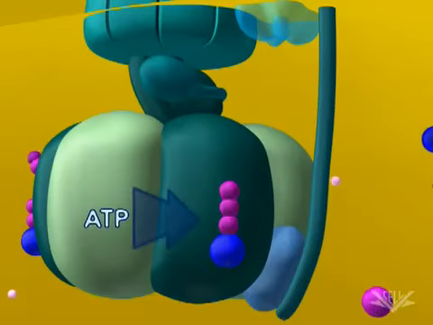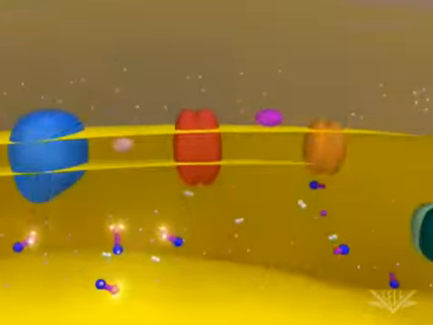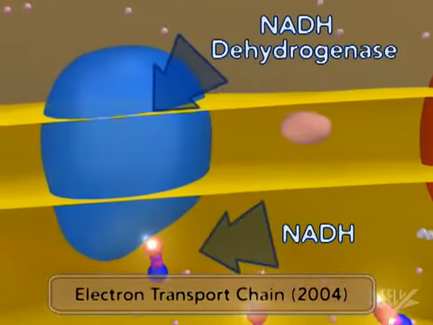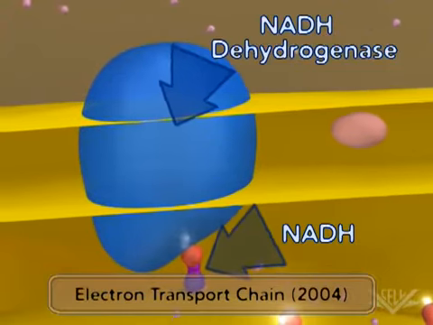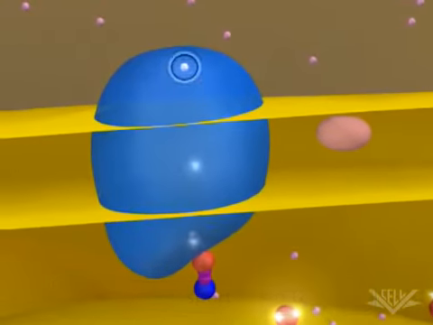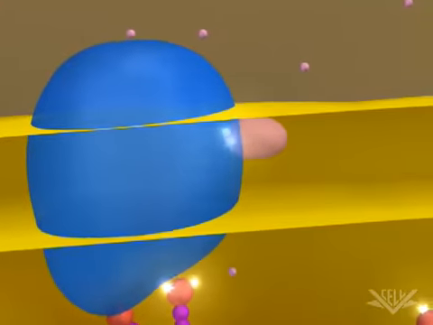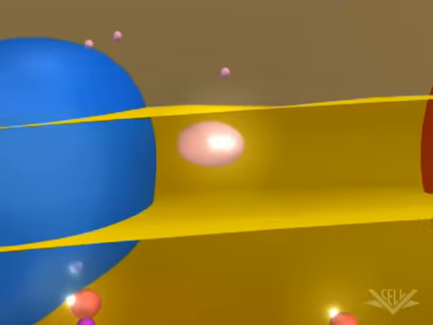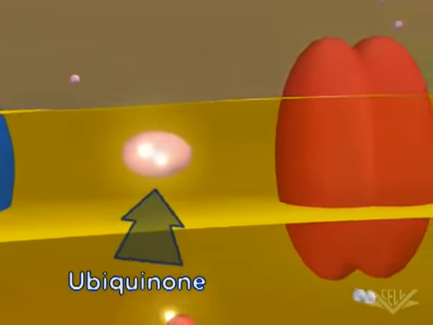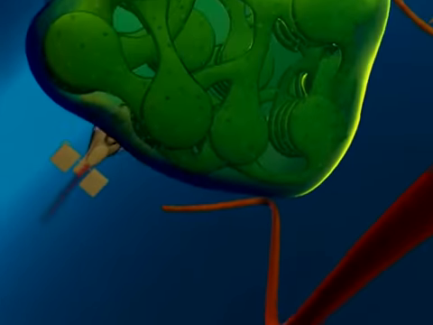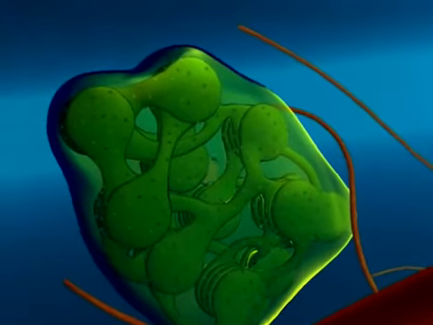This gradient is produced by the action of the electron transport system. As electrons are passed from one carrier to another in the system, protons are pumped across the membrane. This creates the gradient required for ATP production. Here we can see the electrons moving between the carriers. Finally, we see an organelle only found within plant cells.